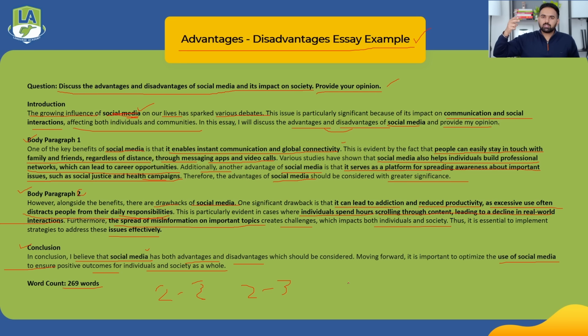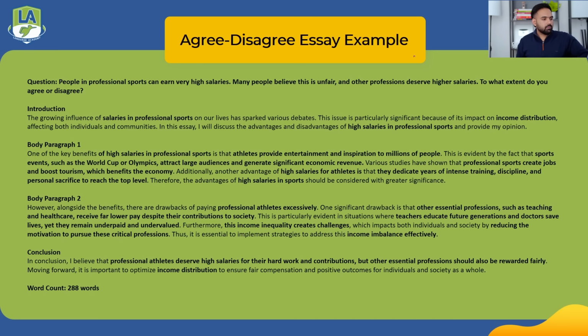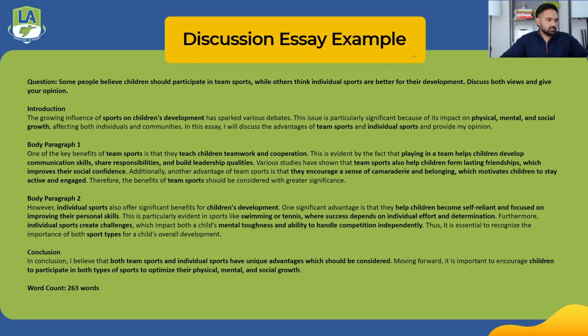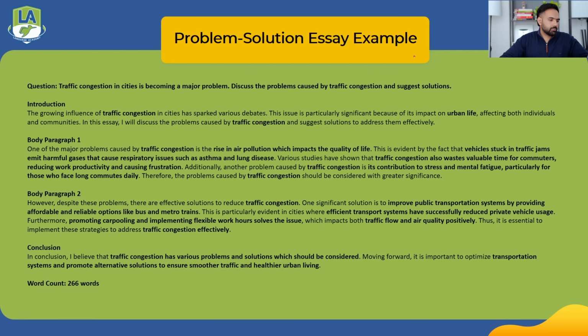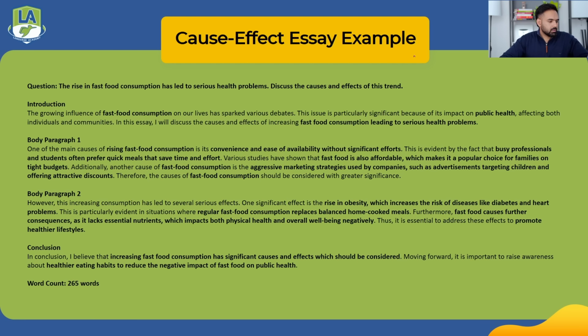2 to 3 sentence introduction, 3 to 4 sentences in the first body paragraph, 3 to 4 in the second body paragraph, 2 sentence conclusion, and you're fine. If you get an agree disagree essay, this is what you have to do. If you get a discussion essay, this is what you can do. And for problem and solution, this is how you can write it. Cause and effect essay, you can see the example on your screen as well. Now this is what you have to do.